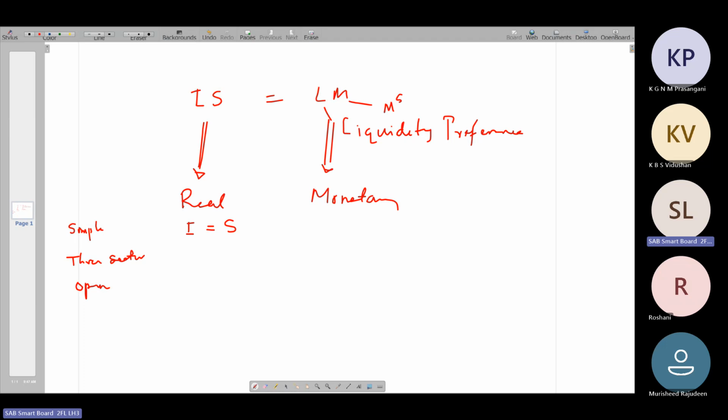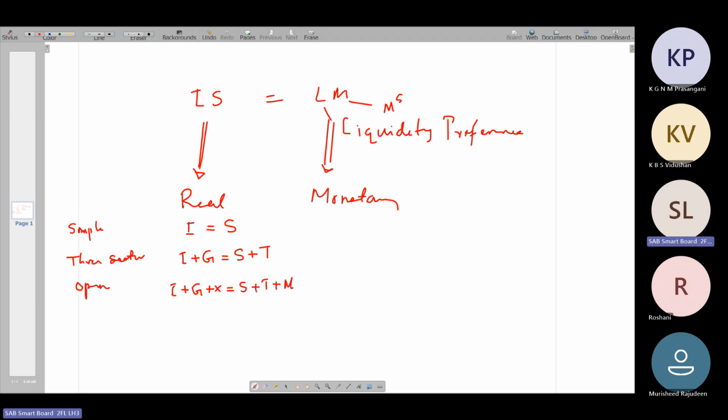So if you are using the IS-LM model in its simple form, we need to use investment and savings to represent the IS. In the three sector model, we take I plus D, which is the injection curve, and S plus T becomes the withdrawal curve. For the real sector equilibrium with the three sector model, we take I plus D equals S plus T. If it is an open economy, we need to consider I plus D plus X, and S plus T plus N. So that is the equilibrium.